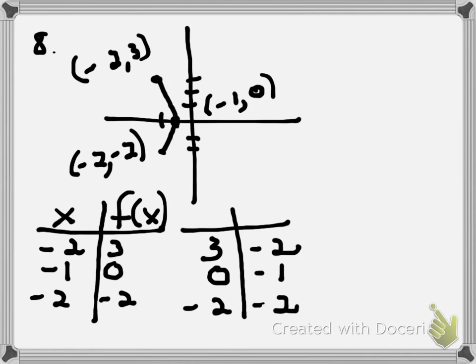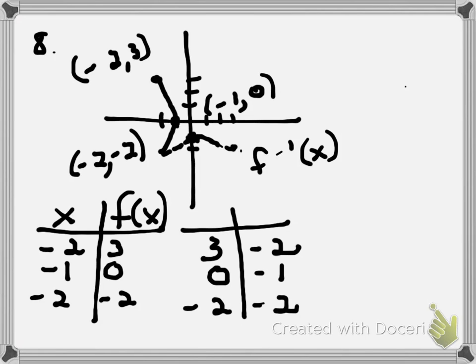So that if I graph the point 3, negative 2, and I graph the point 0, negative 1, and the point 2, negative 2, I get this graph. And when I take the graph of the inverse and the graph of the function, and I would check it, it should be symmetric over the line y equals x, and it is.